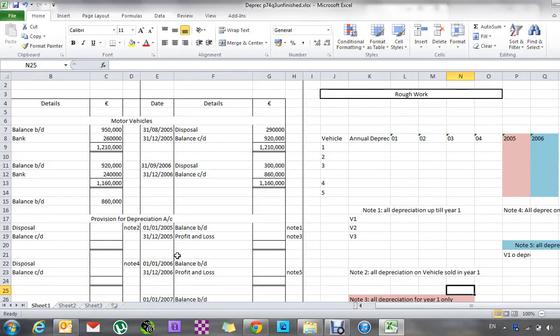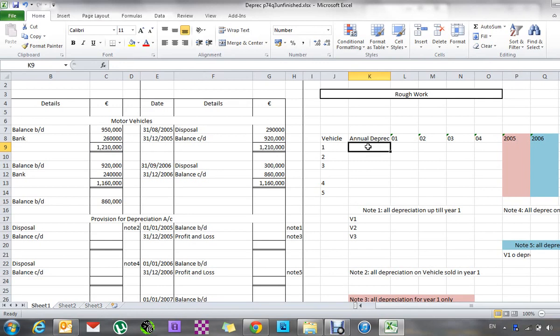Okay, this is part 2 of question 3, straight line depreciation, from page 74. So now I need to do my rough work here, so that I can put the numbers from all of my notes, my calculations, into my provision account over here. So I need to work out my annual depreciation.